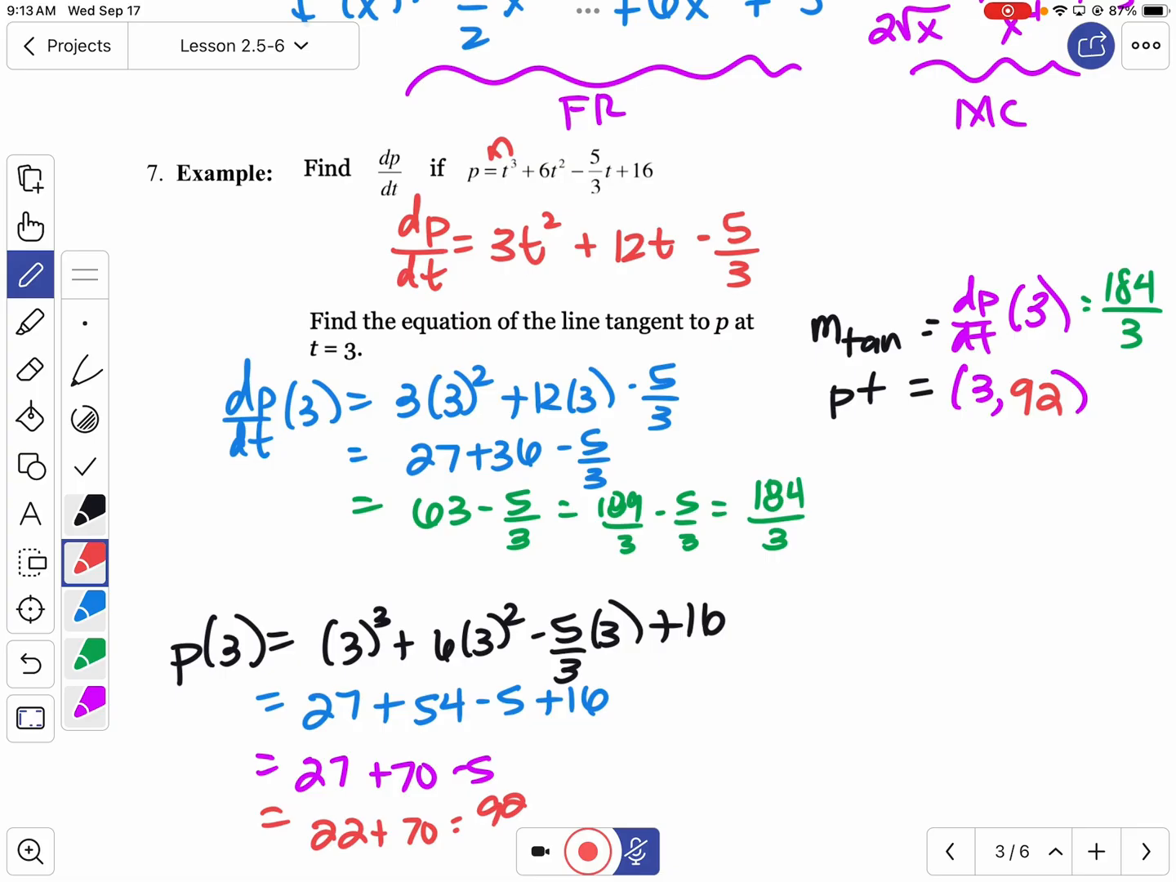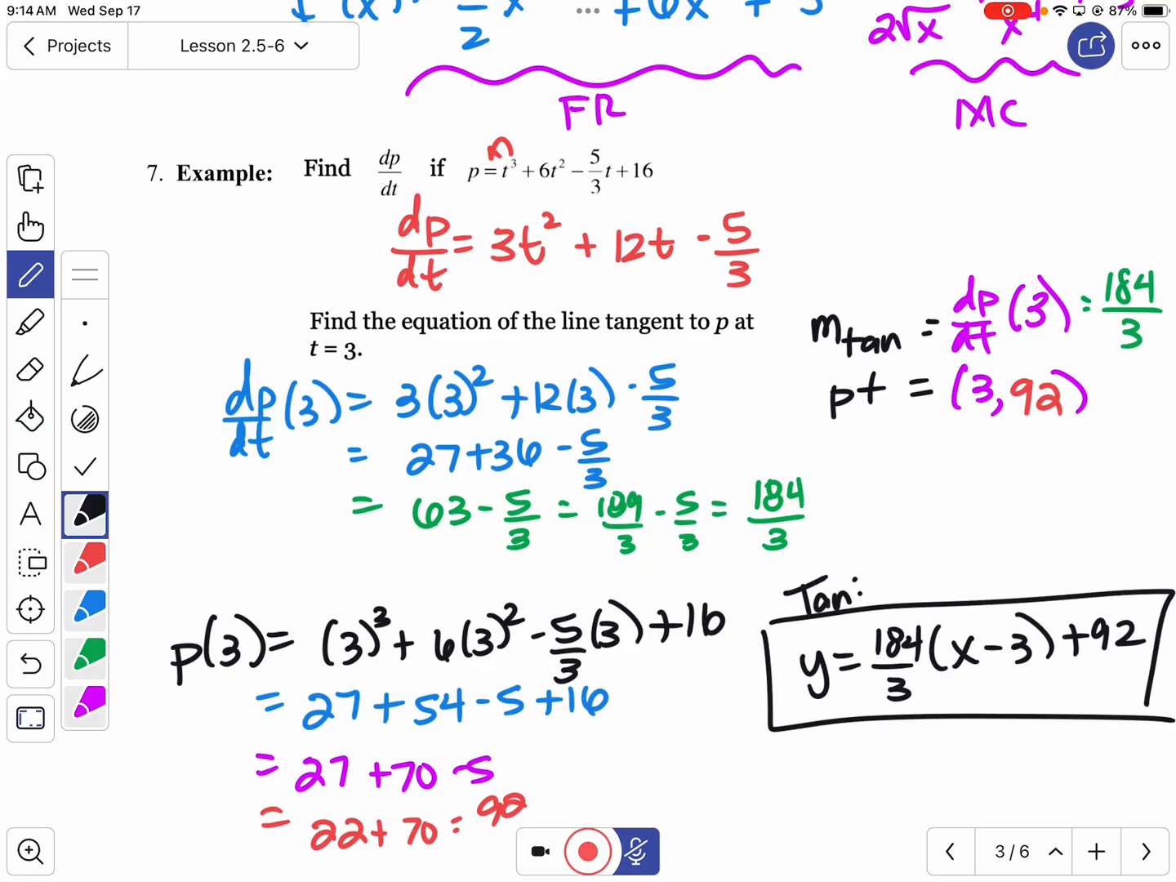So I've done a lot of math. Have I answered the question yet? No. Okay. We've not. So we want to write the equation of our tangent line. So y equals, start with your slope, 184 over 3, x minus 3, and then plus 92. Okay, so that's where the derivative is going to be super useful. All right, that's where it'll be super useful for us.